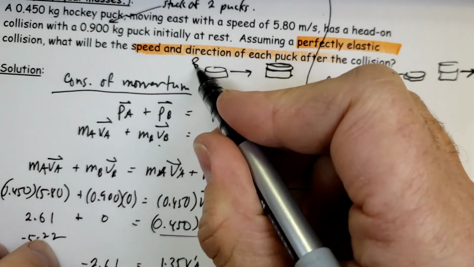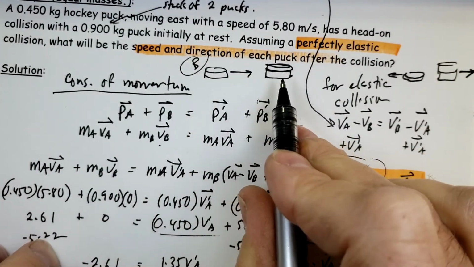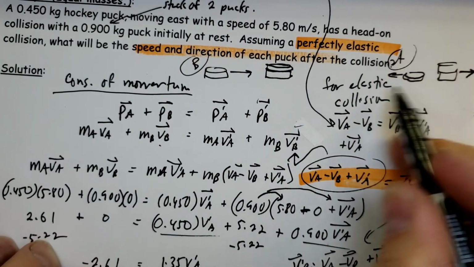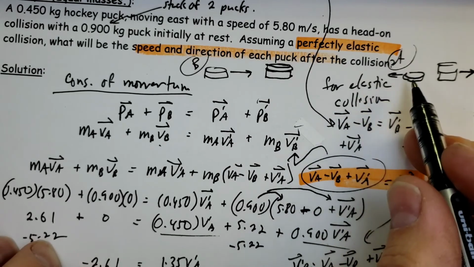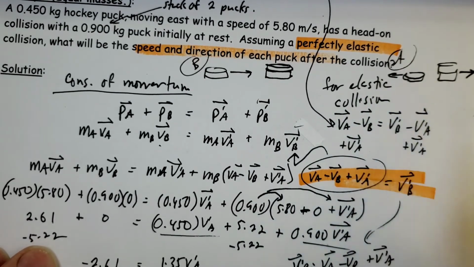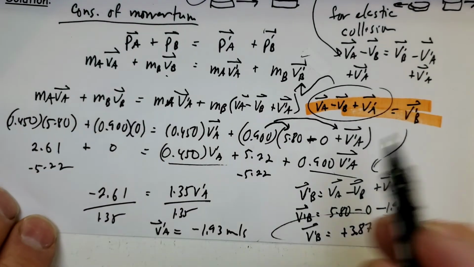So before, this puck's moving, this stack is not moving. After, it's almost like my first puck rebounds backwards and my stack moves to the right. Okay, so that's the key thing.